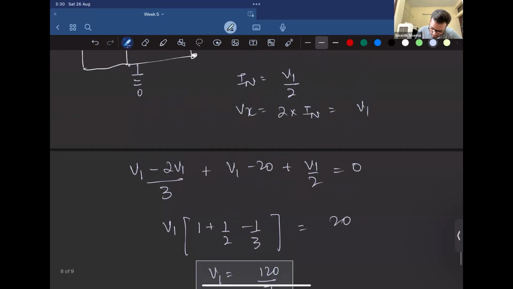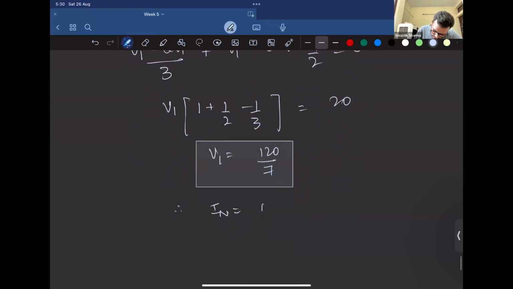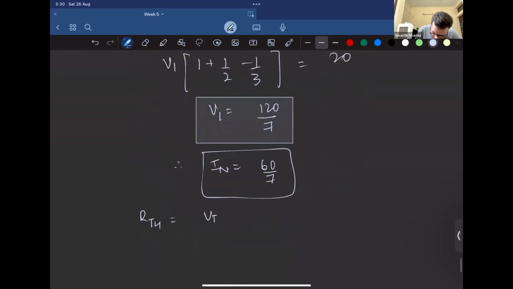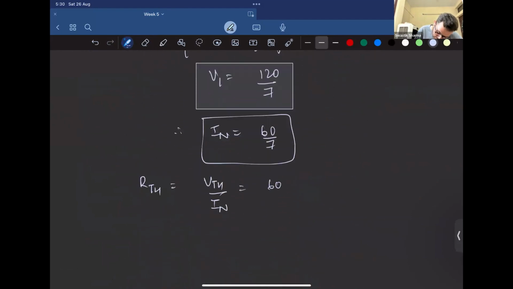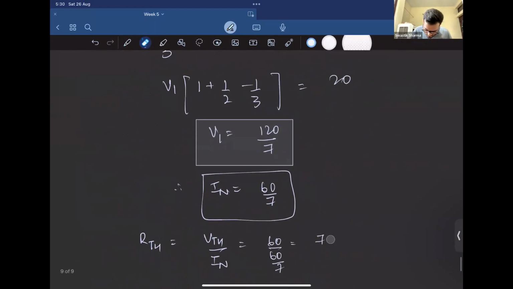Therefore, In comes out to be what? 60 by 7. So RTH is what? Can you tell me? VTH by In? What was the value of VTH? It was 60. So 60 over 60 by 7 is nothing but 7 volts. Oh, sorry, 7 ohm.